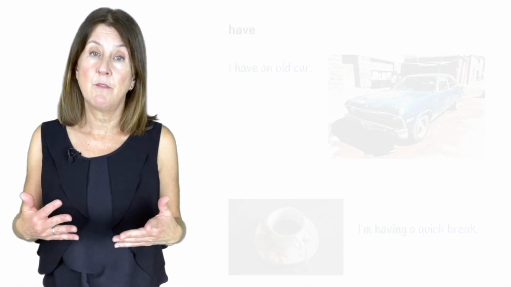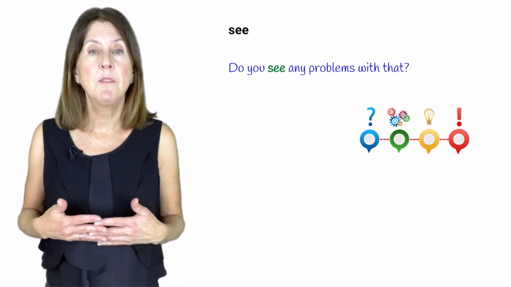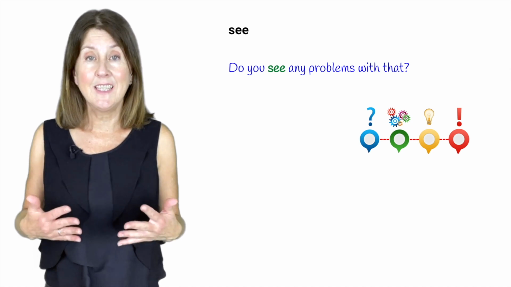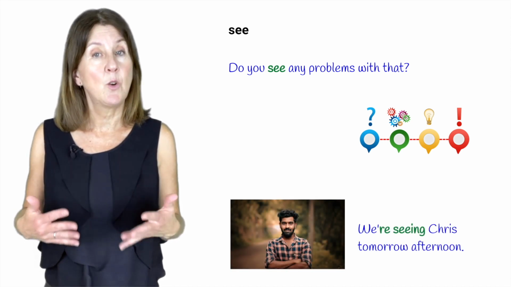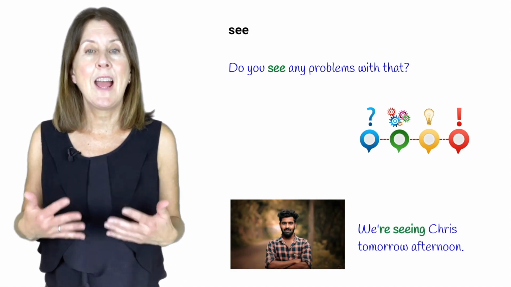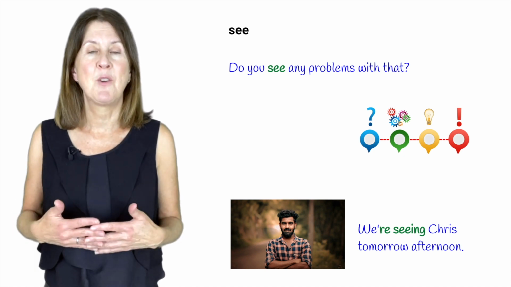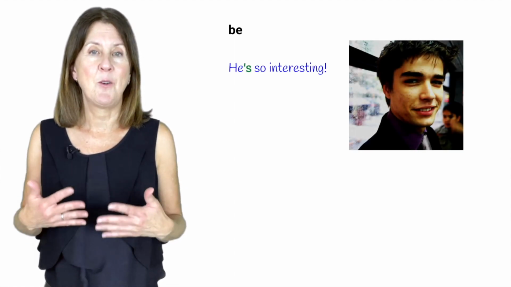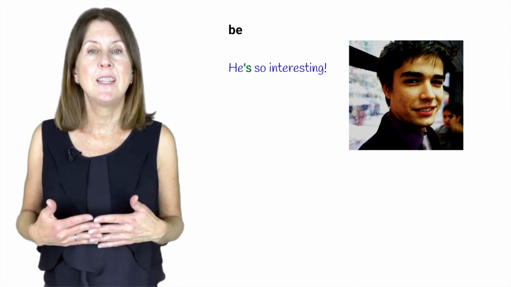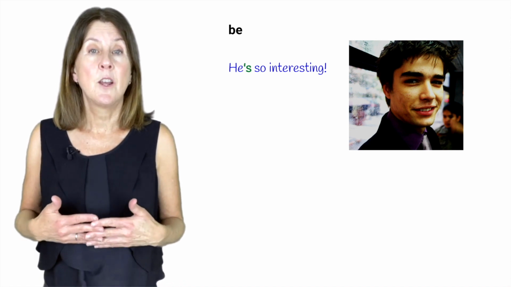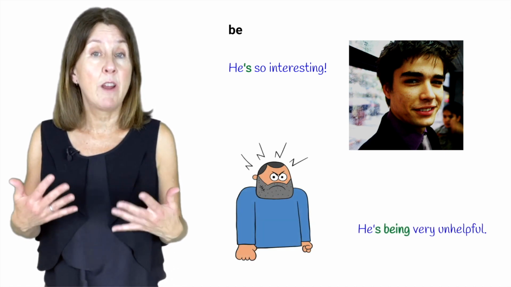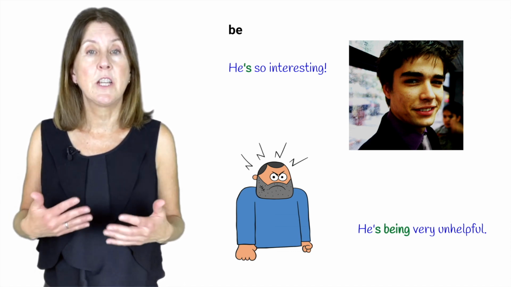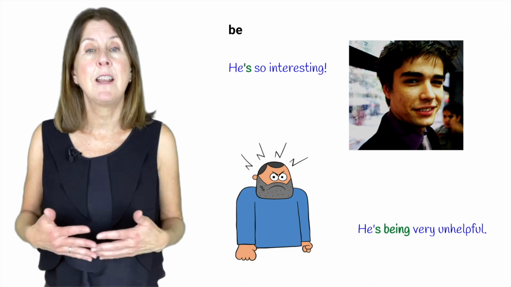Let's look at two examples with the verb see. Do you see any problems with that? Here we're describing a state, an opinion, so we use the present simple, whereas we're seeing Chris tomorrow afternoon is describing an action, like we're meeting him tomorrow afternoon. Now the verb to be. We can say, he's so interesting. This is describing a state, his permanent quality, so we use the present simple. Whereas if we say, he's being very unhelpful, this is describing an action, as if he is temporarily behaving this way.